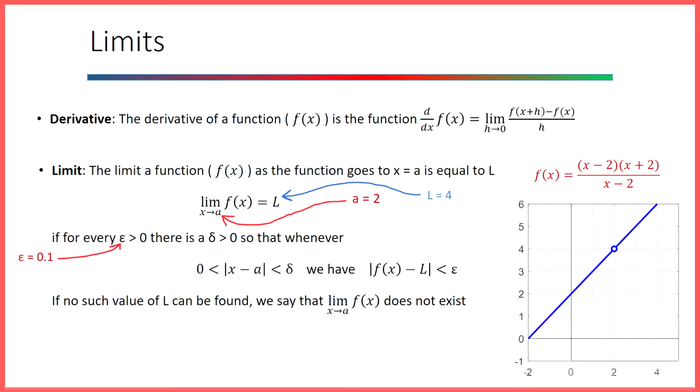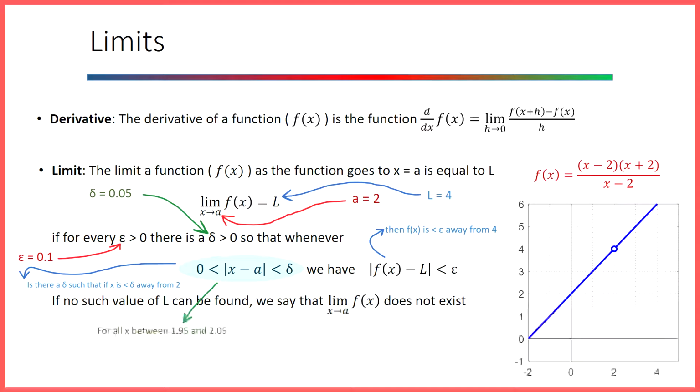We thus need to ask the question, is there some small value of delta such that if x is less than delta away from 2, then f of x is less than epsilon away from 4? Well, let's try out a small delta of 0.05. We're thus really asking, for all possible x's between 1.95 and 2.05, is f of x between 3.9 and 4.1?